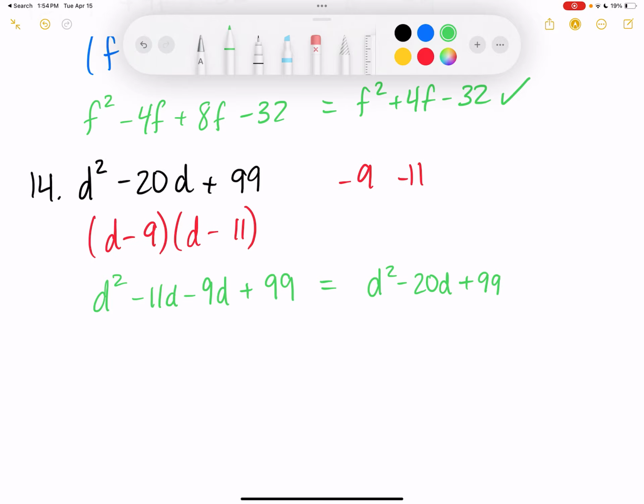So the next one I want you to try on your own really quick to see how we're doing. So this is x squared plus 6x minus 72.